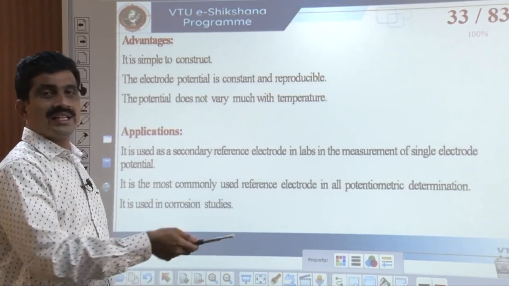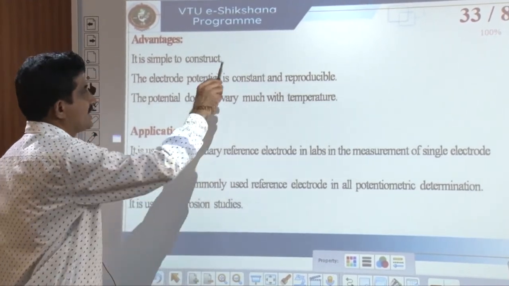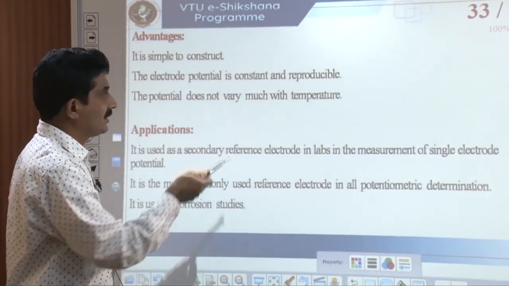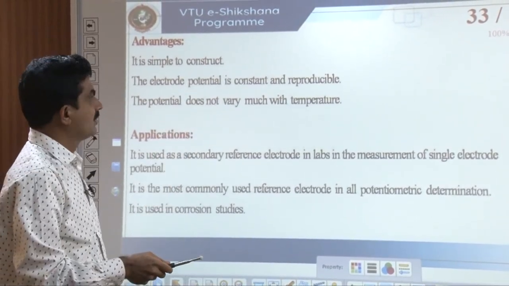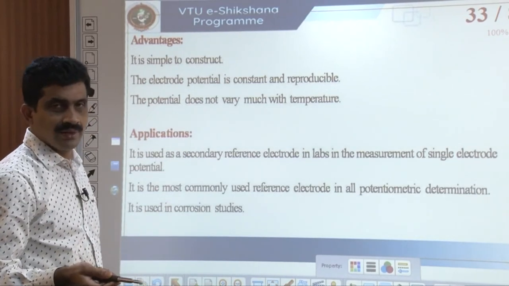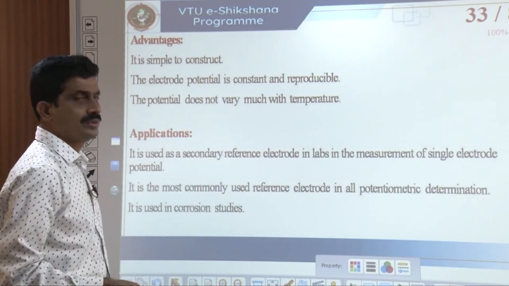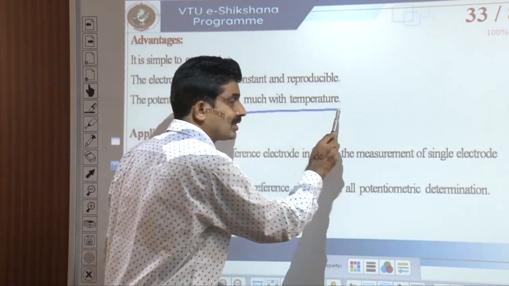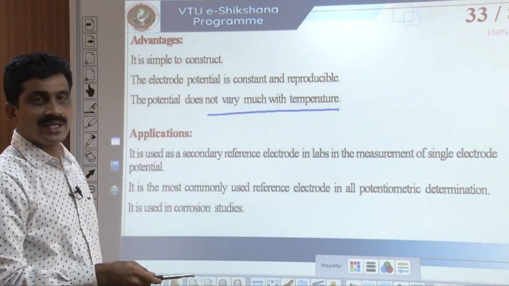So then what are the advantages of the calomel electrode? Very simple to construct. Unlike the standard hydrogen electrode, the construction is very simple here, and the electrode potential is constant and reproducible. The electrode potential values are constant, and the potential does not vary much with temperature. These are the advantages.